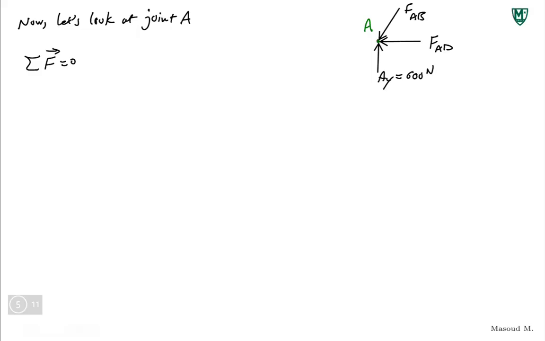So let's say summation of forces in x direction is 0, summation of forces in y direction is 0. Right? And let's take this as the positive direction. All right. So as some of you might have guessed, I need to have this angle there to be able to find the components of FAB in X and Y directions. Now, what is that angle?